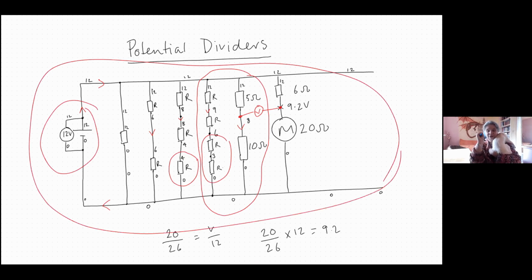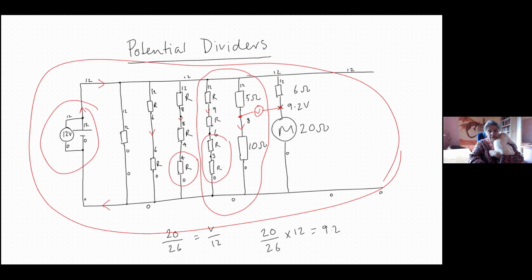But when you do, say, V equals IR on your whole circuit, you have to use V for the whole circuit, which in this case would be 12, I for the whole circuit, which in this case would be the current through the battery, and R for the whole circuit. So you'd have to work out what the total resistance is for all of those things in parallel.